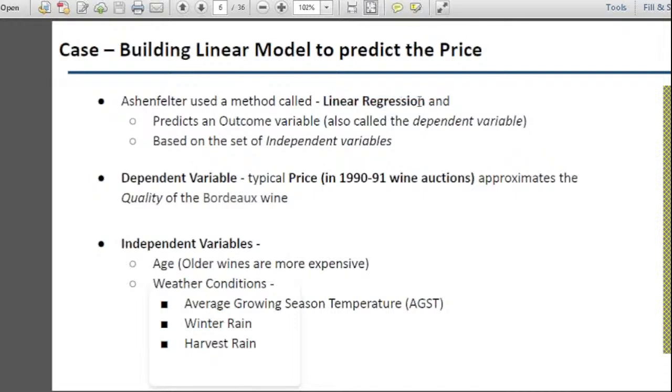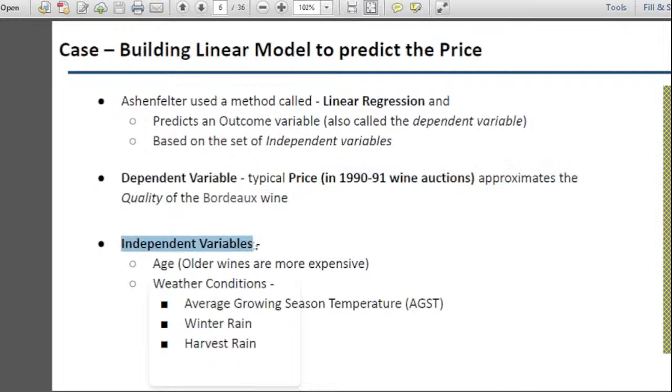Ashenfelter used a method called linear regression, which predicts an outcome variable, also called the dependent variable, based on a set of independent variables. So what he did, he tries to predict the outcome variable. Now our outcome variable or dependent variable, which approximates the quality, is the price. Of course, higher the price means better the quality, right? So typically price approximates the quality of the Bordeaux wine.